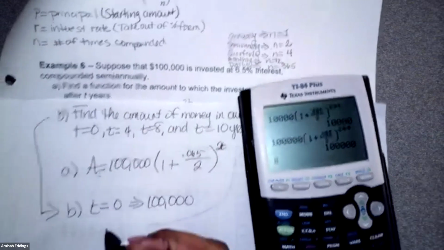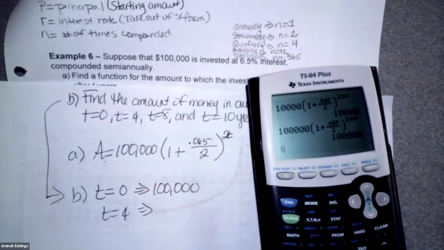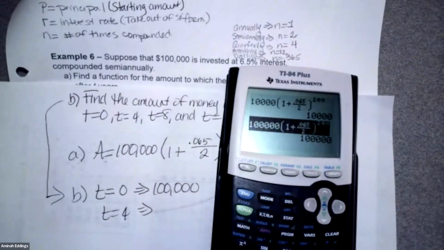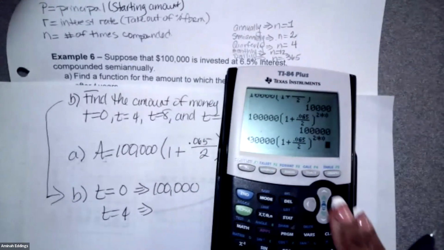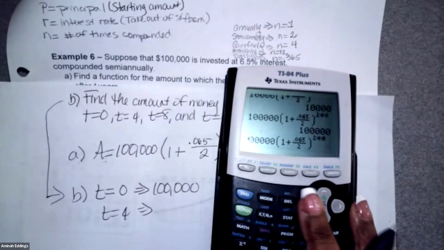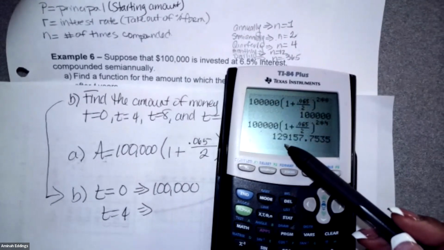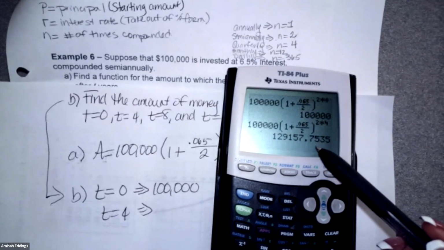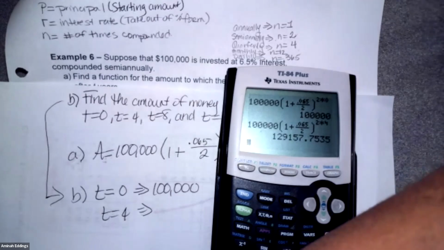All right, so the next one we were being asked was when t is 4. So I'm going to be lazy, and I'm just going to simply go up again and copy and paste. So you just arrow up on top of it and press enter. And the only thing I needed to change is my t. And so I'm going to use my left arrow and simply get on top of 0 and change it to 4. And so now I have $129,157.75. Make sure you're rounding correctly. We're talking about money. So we round to 2 decimal places.